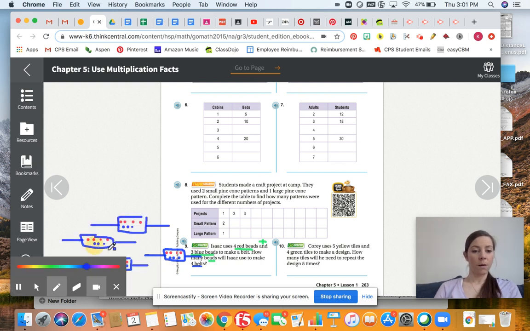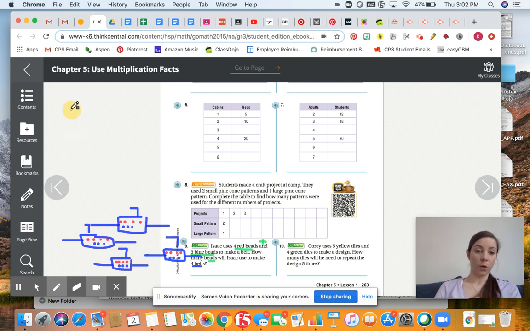Okay, so here are my 4 belts. No, one of them's hidden. Oh, there we go. Okay, here's my 4 belts with all those beads. So I need to find the total number of beads. Well, how many's in this one? 4 plus 3, 7, 7, 7, 7, right?